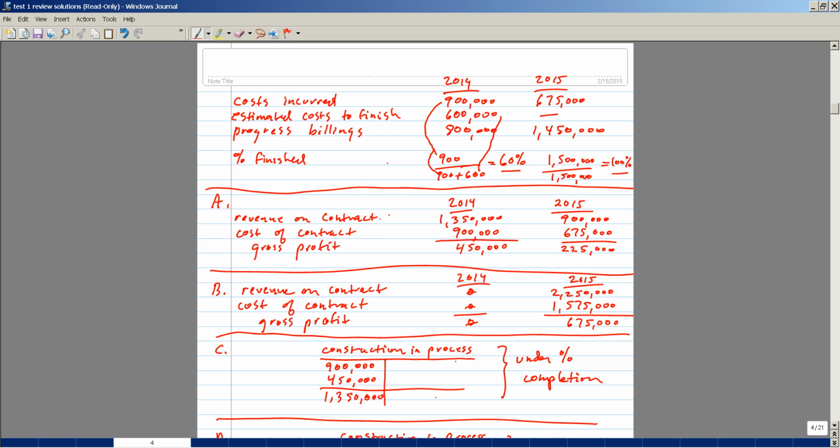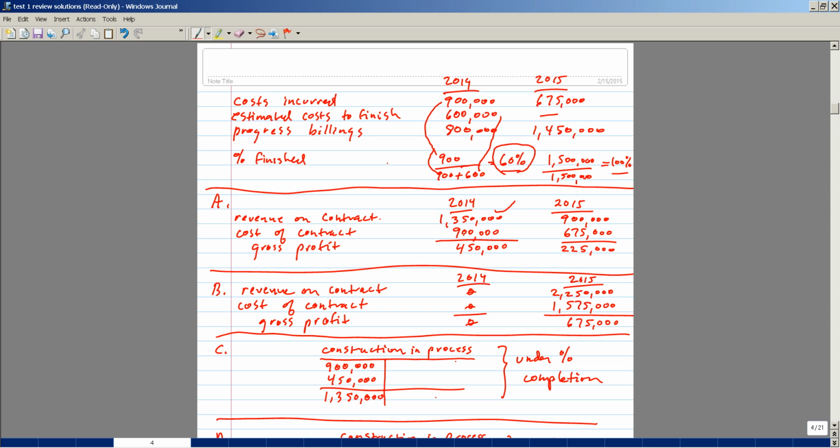So part A of the problem, what are we going to report as profit in our 2014 and 2015 income statements? Well, our income statement's going to have revenue on contract less cost of contract for total gross profit amount. In 2014, the amount of revenue that we're going to recognize on the contract, this $1,350,000, was determined by taking the percentage of the job that we were done, 60%, and multiplying that times the agreed upon contract amount, which was $2,250,000. So that 60% times the contract amount of $2,250,000 gives us the revenue that we're going to recognize here of $1,350,000.